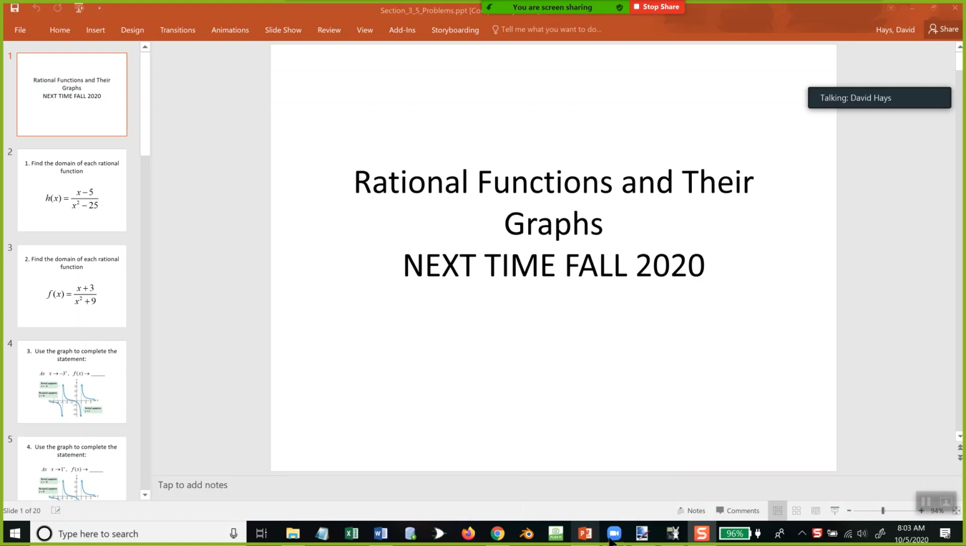This is on section 3.5, rational functions and their graphs. Next time is the midterm exam, so that's all we'll do that particular day.